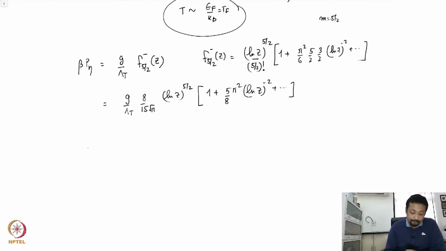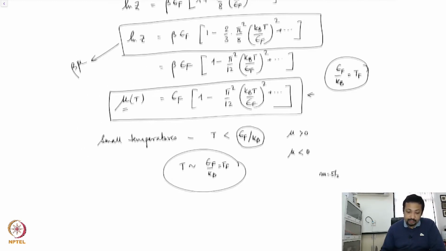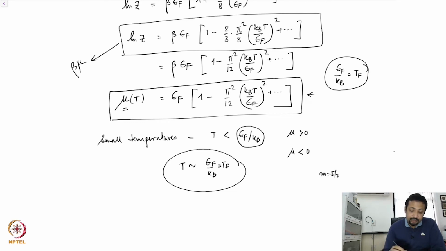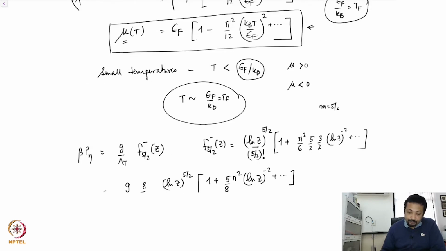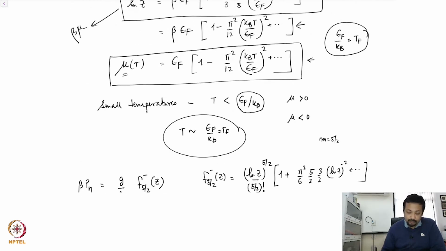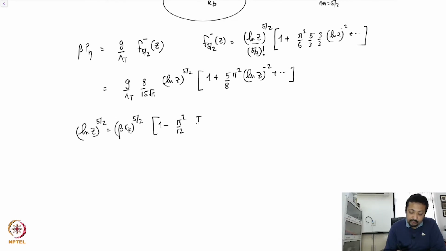So let's do that. So ln z raised to the power 5/2 is (beta epsilon_F) raised to the power 5/2, and then I have this term which is raised to the power 5/2, that is 1 minus pi squared over 12 times (k_B T over epsilon_F) whole squared, which we will write down as (T over T_F) whole squared plus higher order terms, raised to the power 5/2.